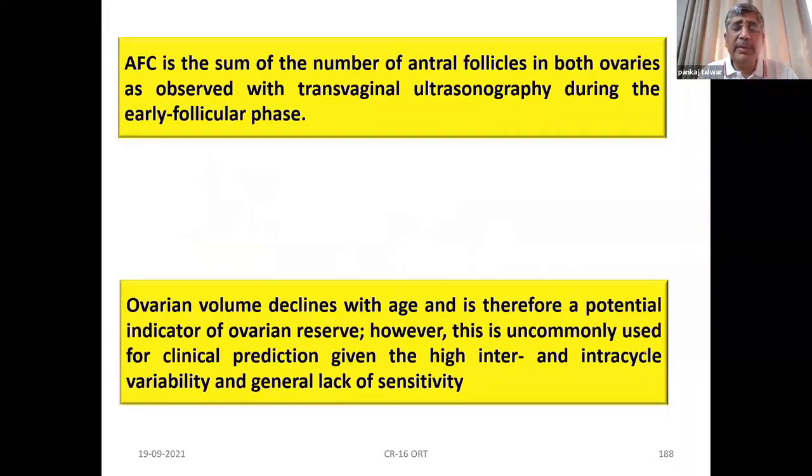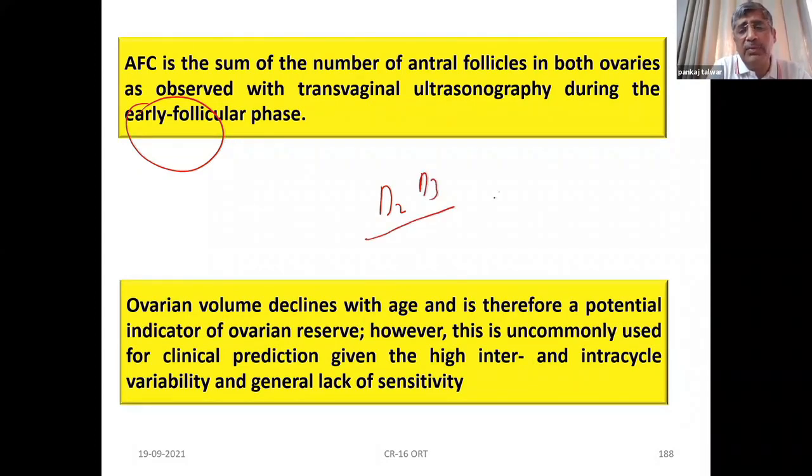What is AFC? AFC is the number of antral follicles in both the ovaries. This is important and should be seen during the early follicular phase. We don't do it later; it is to be done in the early follicular phase. So day two or day three maximum are the good days for doing an AFC. And AFC is a very good method to know the outcome in the woman.